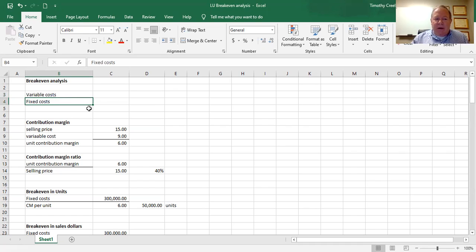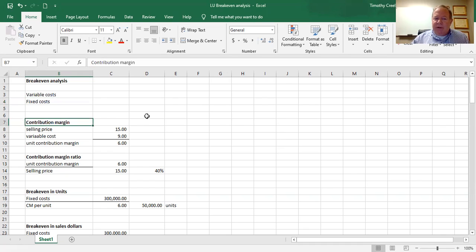Fixed costs, on the other hand, are not based on activity. It doesn't really matter whether activity goes up or down, fixed costs remain constant. Like the rent on your factory, or if you were to rent a storage facility, your rent would be the same regardless of how much activity goes on in the storage facility, regardless of how many boxes you have in there. Rent's going to remain the same. So, variable costs are based on activity. Fixed costs are not based on activity.